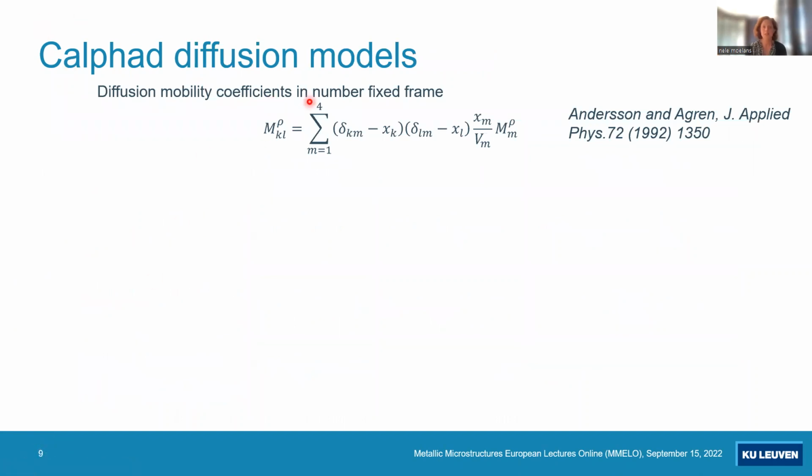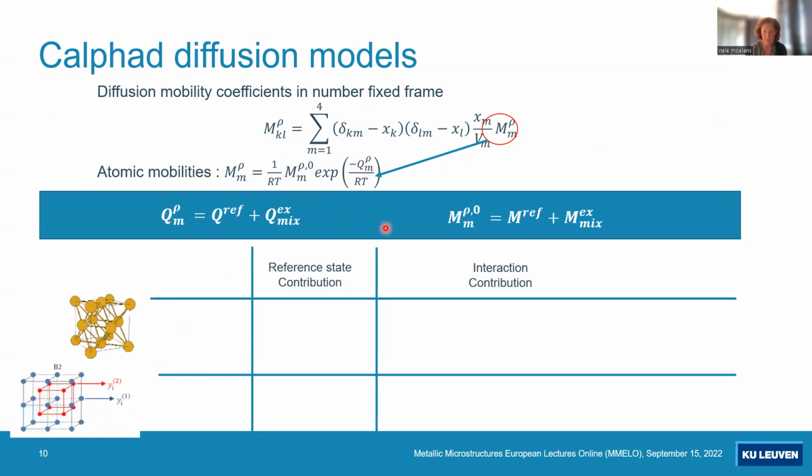The same is there for the Calphad diffusion models. So if we look at diffusion in a number fixed frame, then we can express the different diffusion mobilities of a certain phase, starting from atomic mobilities of the different components. And these atomic mobilities follow an Arrhenius temperature dependence with a prefactor M, M0, and here is then the energy term Q. And it is these two terms that are modeled in the diffusion mobility databases.